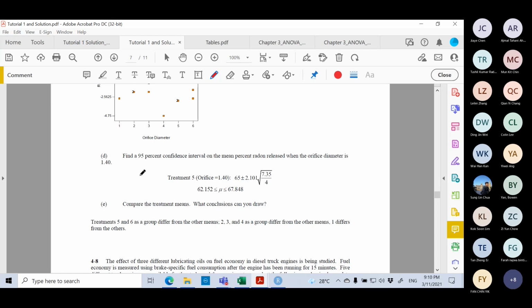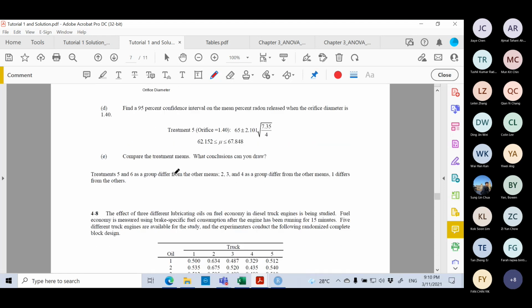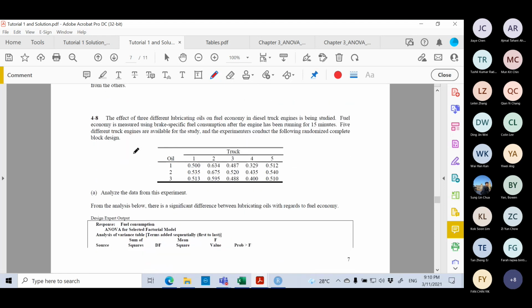So besides the one-way ANOVA, I also give you some examples for chapter number 4. For chapter number 4, that one is using blocking. And then after that, I also give you one example for the Latin square. So I may discuss this question first.